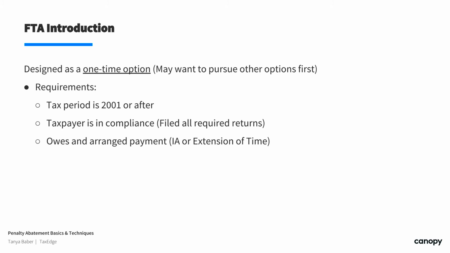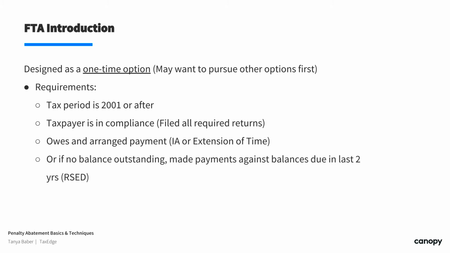What if they don't owe anything? Well, that's still possible. You can get a first-time abatement for somebody that doesn't owe anything, but they have to have made a payment against any balances within the past 2 years. It's called the refund statute expiration date. If we have some payments that have been made within the past couple of years, we have the eligibility to get some of that refund back as it is possible.